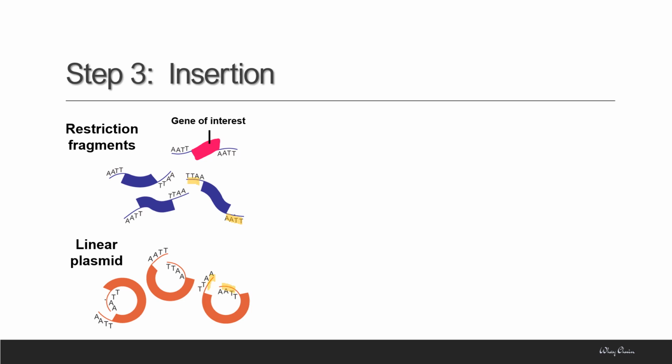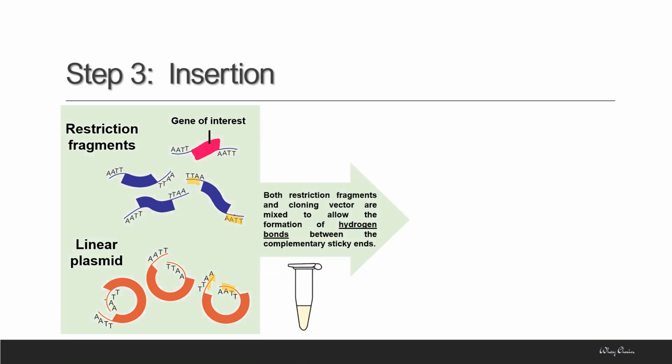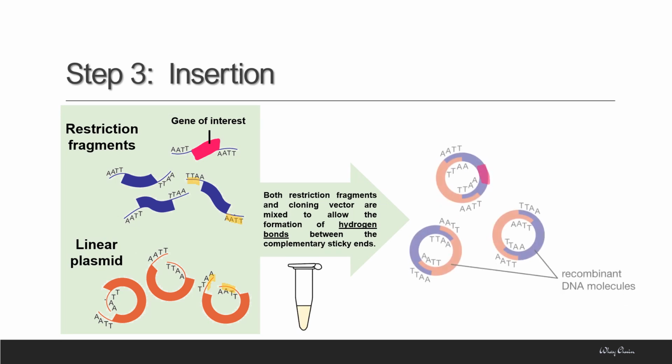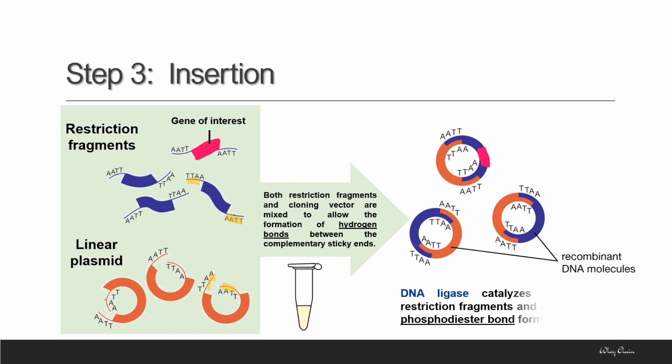So when they are mixed under optimal conditions, they allow hydrogen bond formation. But a recombinant plasmid is completely made when DNA ligase catalyzes the joining of the linear plasmid with the foreign gene through phosphodiester bond formation. So here are examples of recombinant plasmids that carry the foreign gene, and some of them carry a foreign gene that contains the gene of interest.